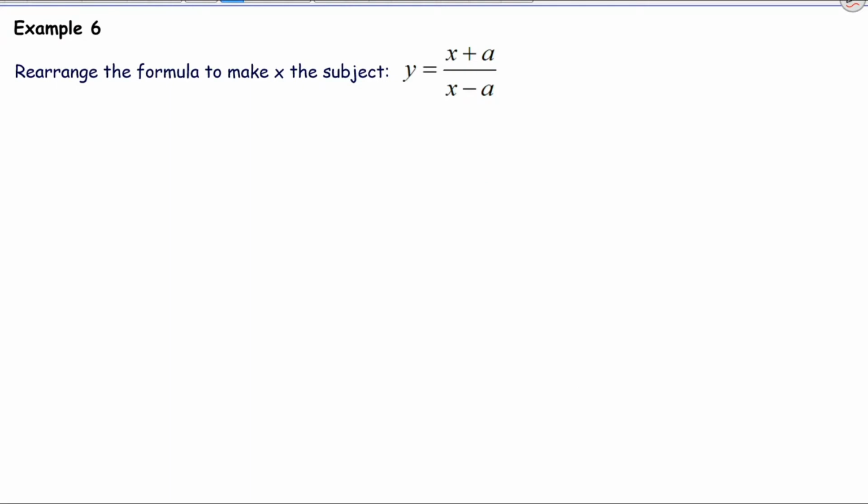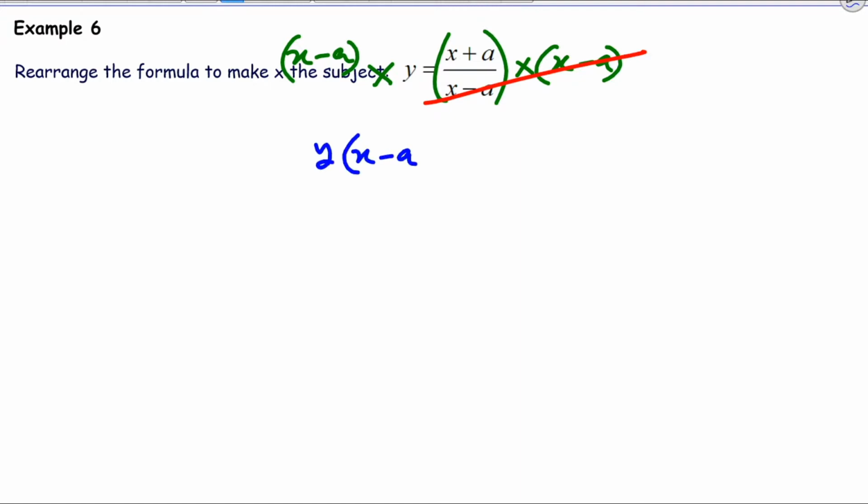Example 6, rearrange to make X the subject. So the first step that you're going to do here is to get rid of the denominator. So we are going to multiply the whole of this by X minus A, and multiply this by X minus A as well. So these two, X minus A divided by X minus A, will be equal to 1. So what you are left with is this. Y multiplied by X minus A is equals to X plus A. Okay? Multiply these ones here.